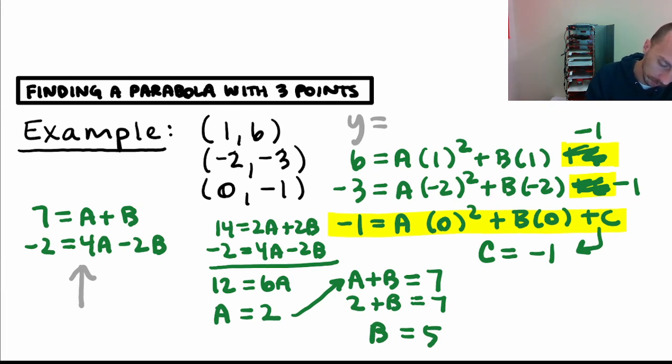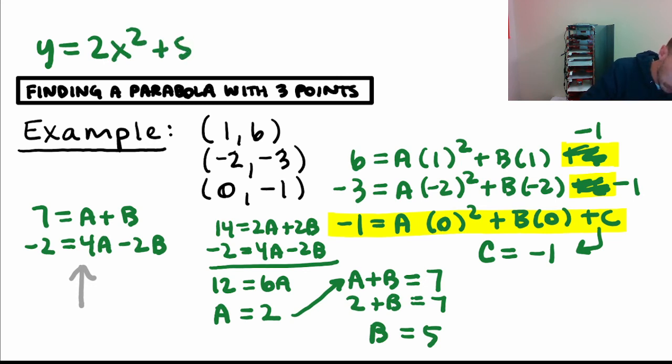That the actual answer is going to be y equals, no chance of fitting that up there, so maybe I'll just go up here. y equals ax squared, 2x squared, plus bx, plus 5x, plus c is -1. Okay, and that's how we did that one.